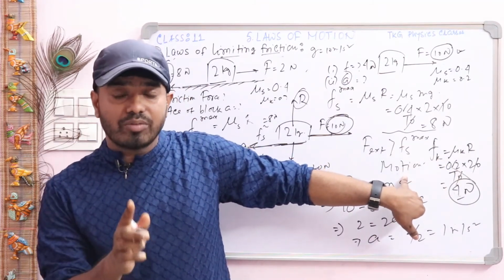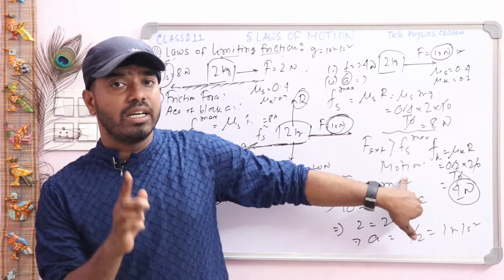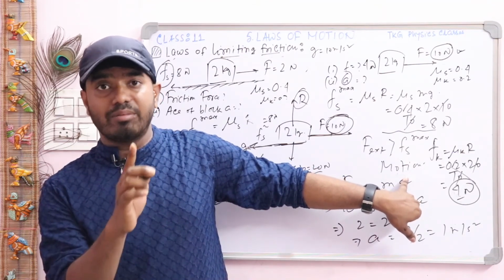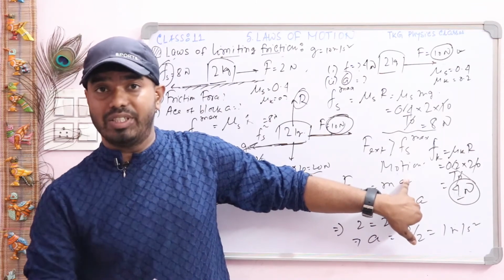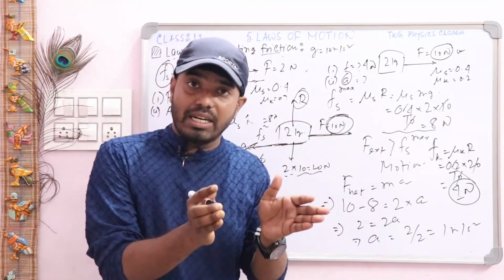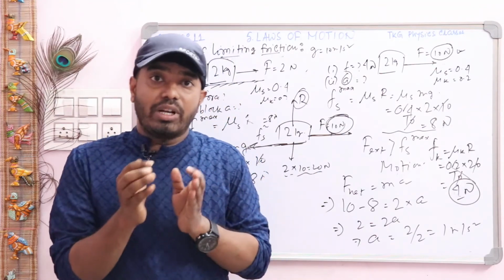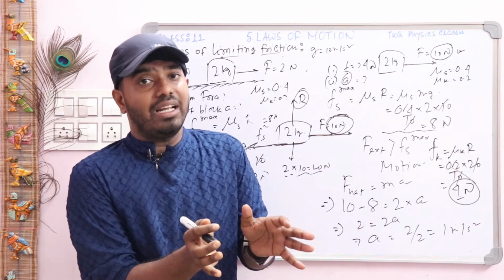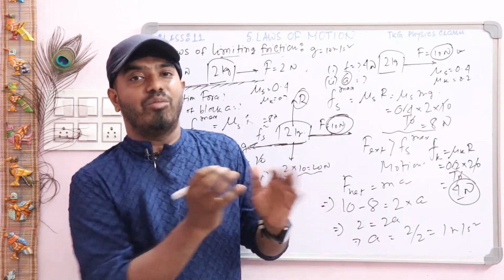And what is the condition for finding whether the body is in motion or at rest? You find out the maximum static friction, that is the limiting friction. If the limiting friction is more than the external force, the body is at rest. If the external force is more than the limiting friction, the body is in motion.